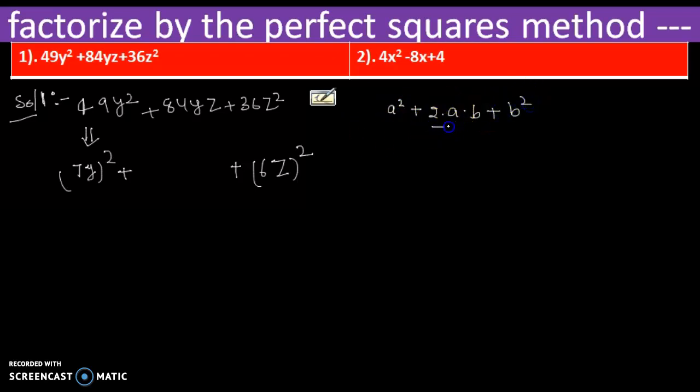So we see in the middle term there is 2. So first one we write here 2, and this is our a and b. Here a is this and b is this. So we write here first a stands for 7y, and into we write here b stands for 6z.